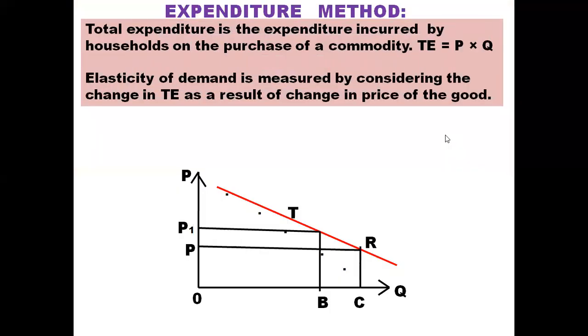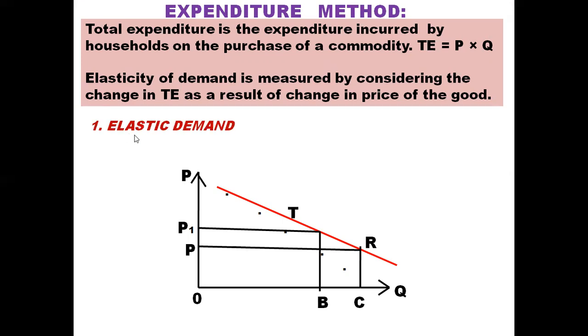Now we come to the total expenditure method. So what is expenditure? The expenditure which is incurred by households on the purchase of a commodity is known as total expenditure. The total expenditure formula is given as P into Q, that is price into quantity. Now, how do we measure elasticity of demand with the help of this method? When there is a change in the price of the good, we see what is the change in total expenditure, and this gives us elasticity of demand.